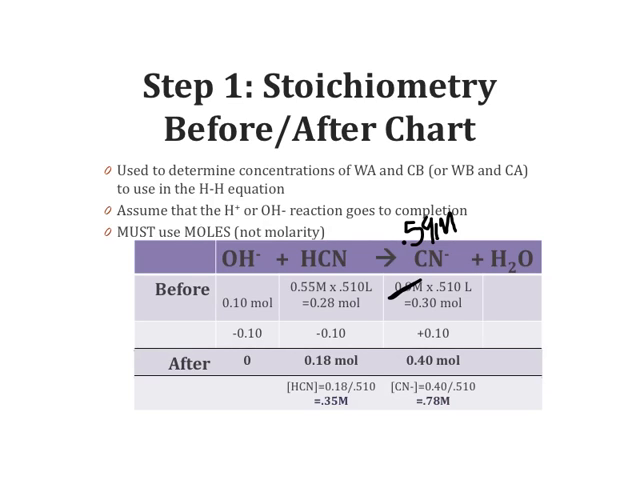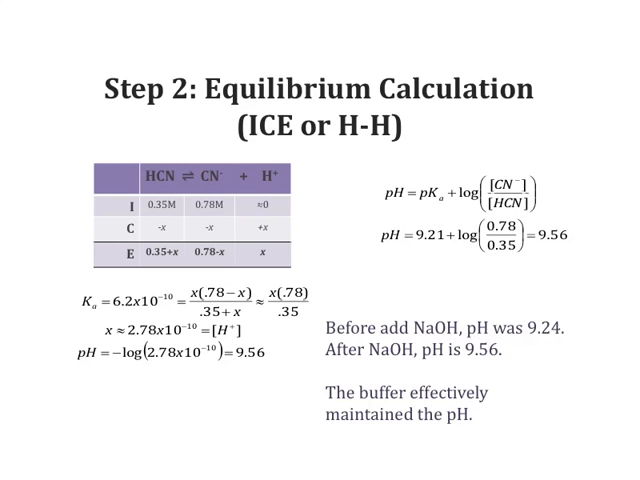Your second step is to either do an equilibrium reaction in an ice chart, or I can put these two numbers into my Henderson-Hasselbalch equation. On this side, I show you both. If I were to do an ice chart, this is what the ice chart would look like. If you were to use Henderson-Hasselbalch, it would look like this. But you can see that either way you do this, you still get 9.56 for your final pH. So no matter which way you decide to do it, either one should work.